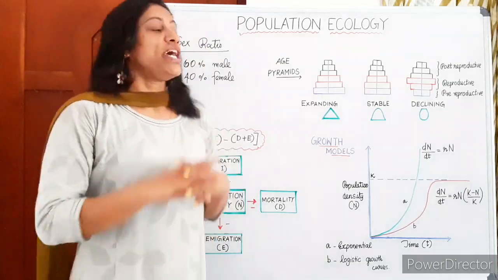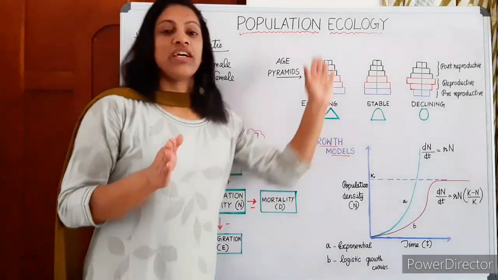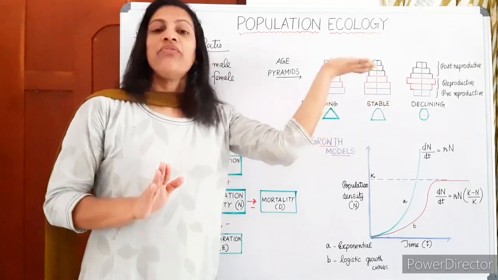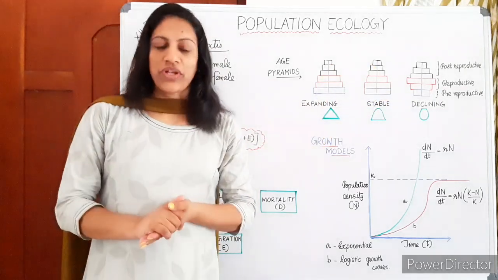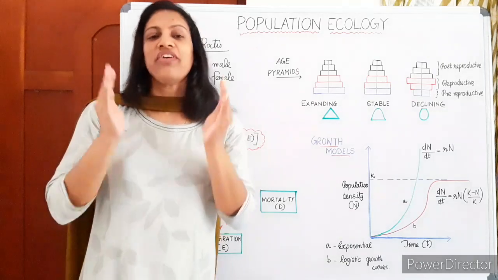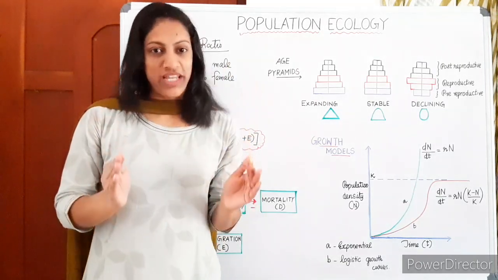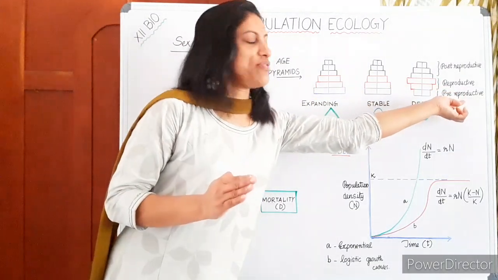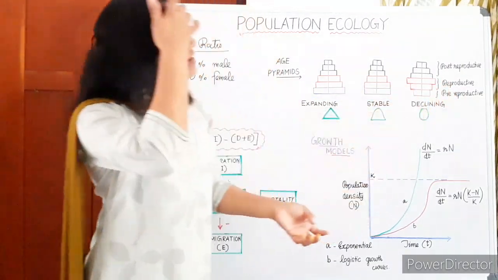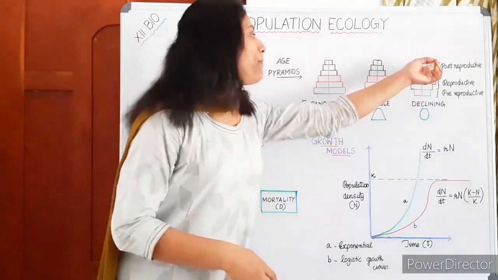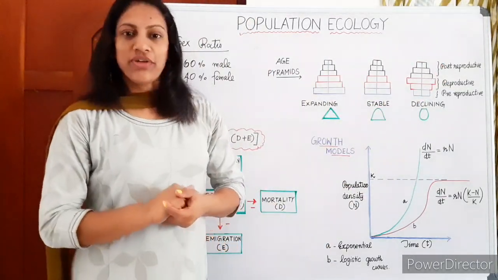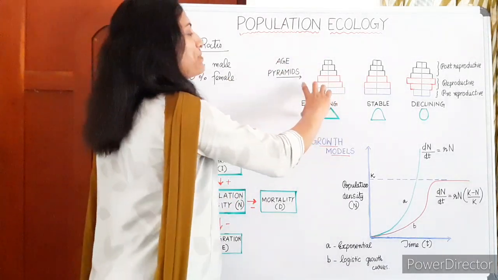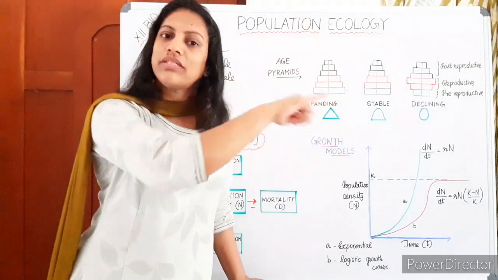When we plot the age distribution of a population in the form of a pyramid, we get age pyramids. It's a pyramid representation of age distribution of a population. The lower tier indicates the pre-reproductive group, the middle tier the reproductive group, and the upper tier the post-reproductive group. There are 3 types of age pyramids based on this age group.